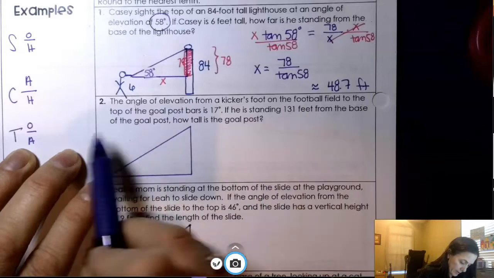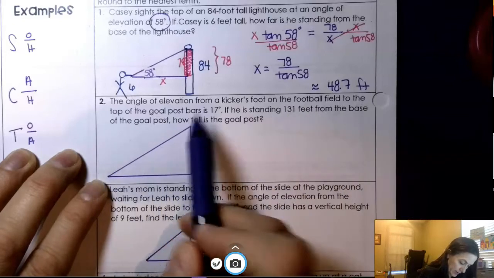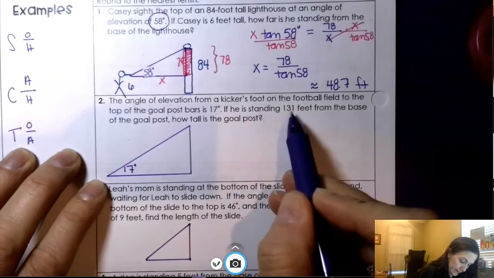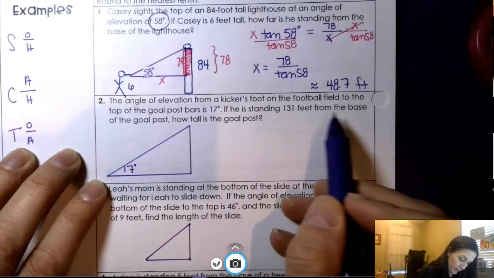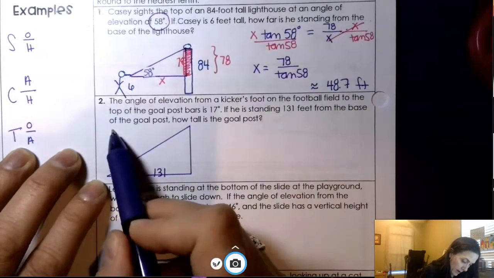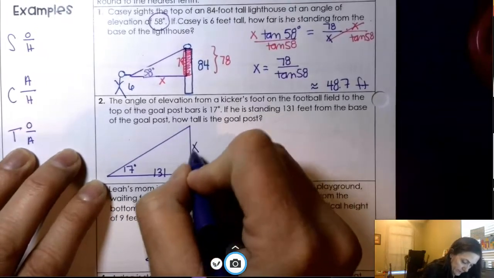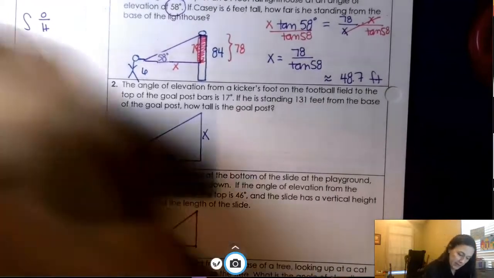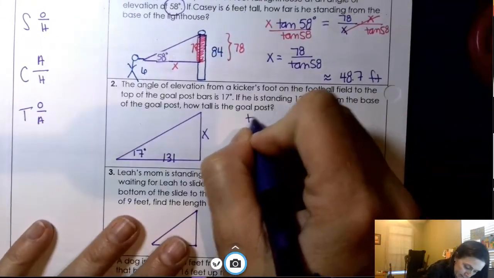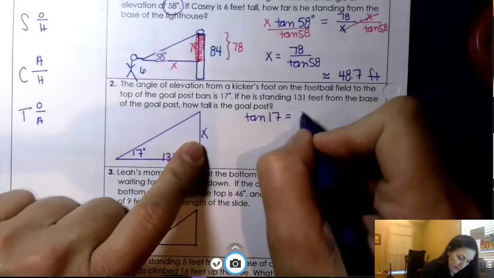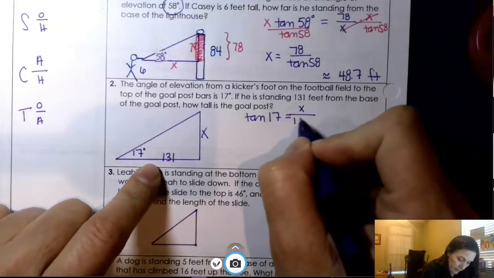Okay, so the next one, angle of elevation from a kicker's foot on the football field to the top of the goalpost bars is 17 degrees. If he is standing 131 feet from the base of the goal, how tall is the goal? Again, we have opposite adjacent. Tangent of 17 equals opposite x over adjacent 131.